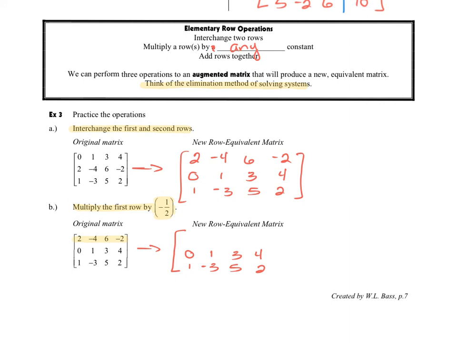Then that top row is going to get multiplied by the -1/2. So a 2 times my -1/2 is going to be a -1. A -4 times the -1/2 is going to be a 2. And my 6 times my -1/2 is a -3. And my -2 times the -1/2 is going to be a +1. So that would be another option of something that I could do. On the next page, we're going to do one more row operation, and then we're actually going to dive into solving a system with these row operations.